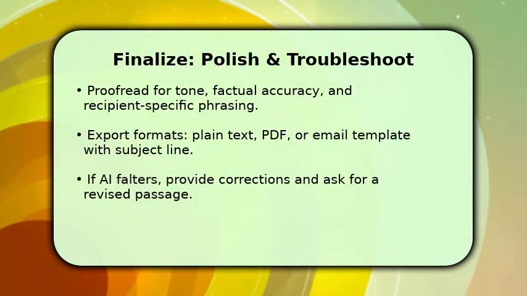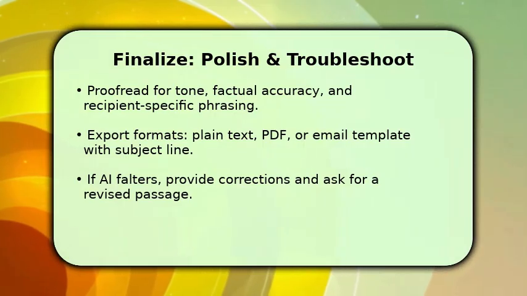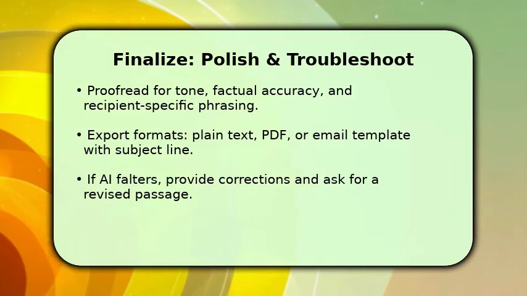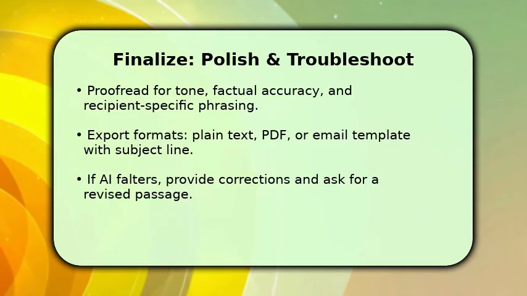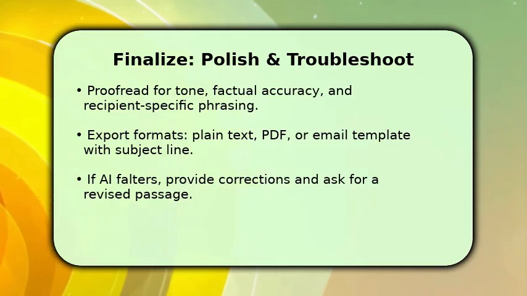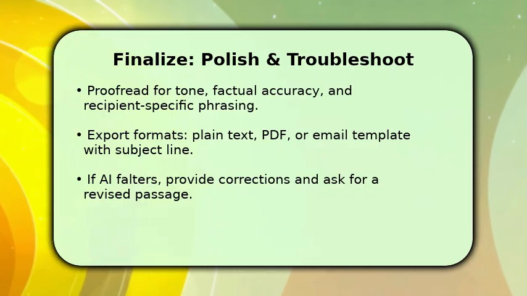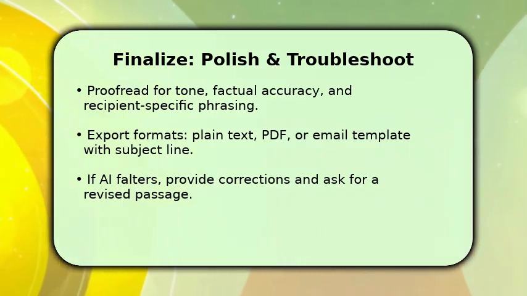You finish by polishing the draft. Read aloud, confirm facts, and adjust tone so the letter sounds like you. Then export the preferred format, PDF for print or an email template with a subject line and signature block, so it's ready to send. If the AI produces errors or awkward phrasing, give concise corrections and request a revised passage. This targeted feedback corrects mistakes quickly.